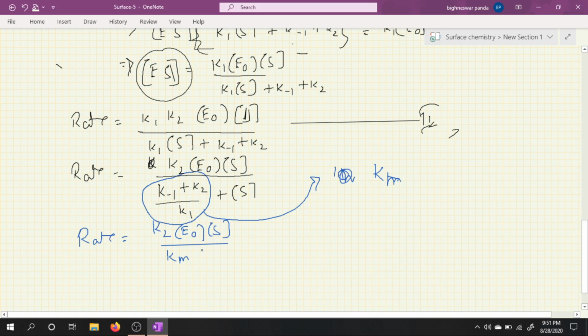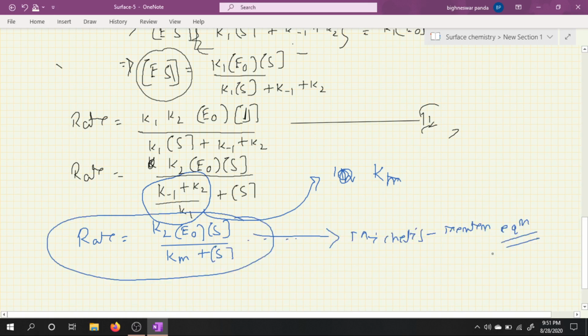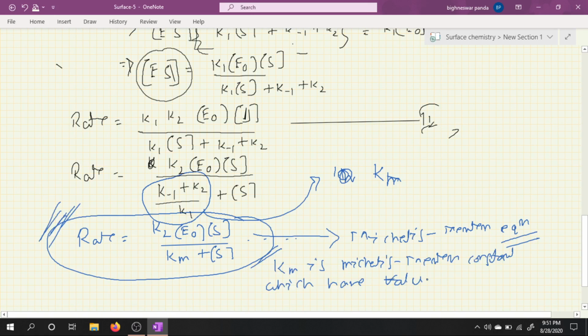This is the so-called Michaelis Menten equation. So this is the derivation for the Michaelis Menten equation, and here Km is the Michaelis Menten constant, which has the value Km equal to K minus 1 plus K2 divided by K1. So this is the Michaelis Menten equation.